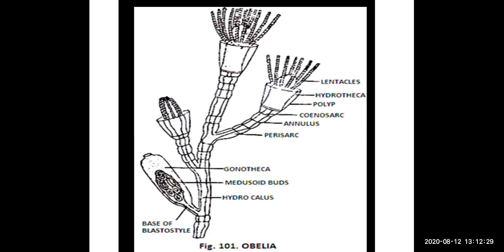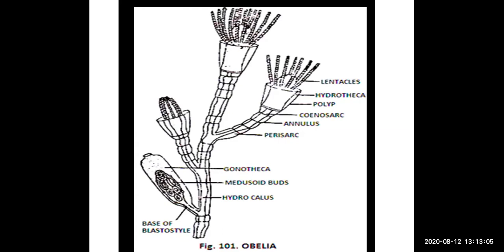So, Obelia colony. Obelia is a branched colony. Obelia has two types of branches: hydrorhiza and hydrocaulus. They are horizontal and vertical. Horizontal branches lie parallel to the substratum and are called hydrorhiza. From the hydrorhiza arise the vertical branches, stems about 2.5 centimeters long, known as hydrocaulus.